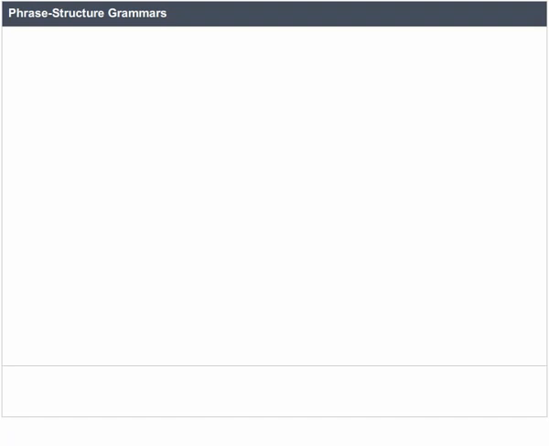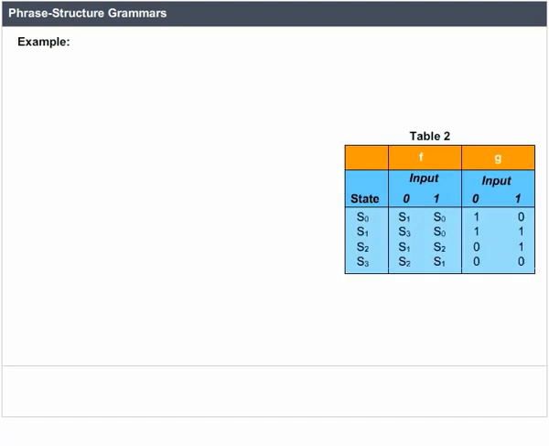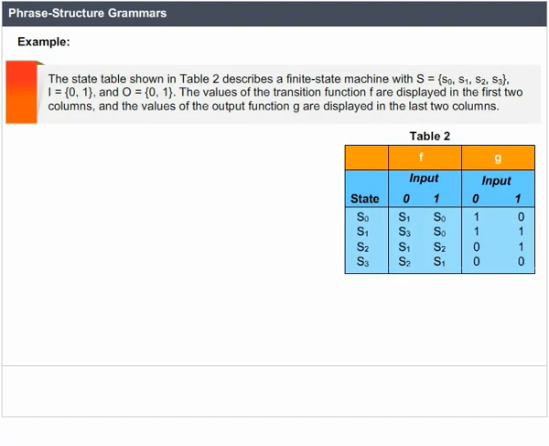Example: the state table shown in Table 2 describes a finite state machine with S equal to {S0, S1, S2, S3}, I equal to {0, 1} and O equal to {0, 1}. The values of the transition function f are displayed in the first two columns and the values of the output function g are displayed in the last two columns.